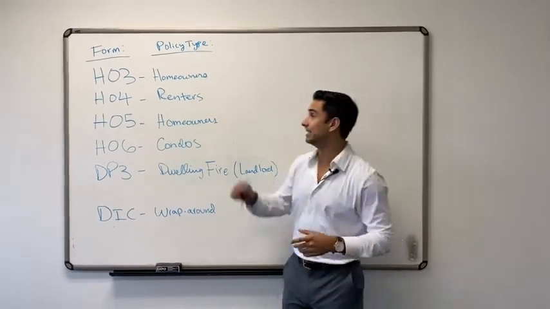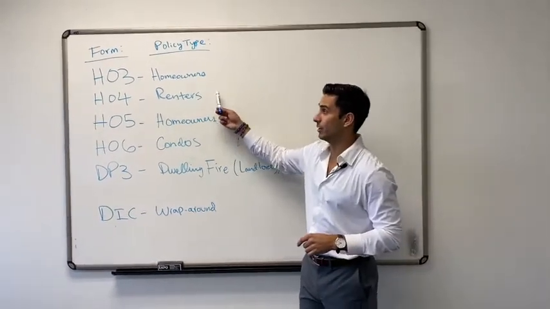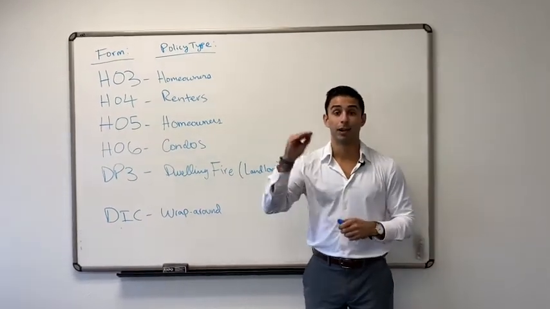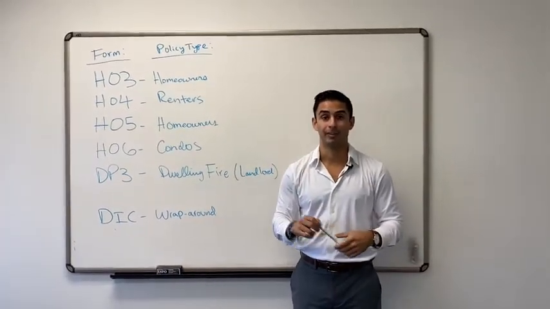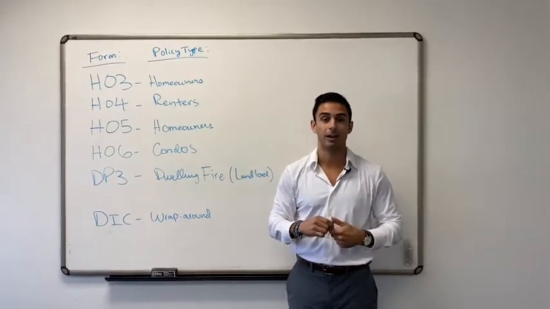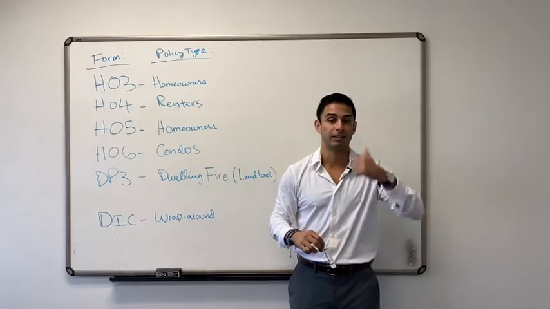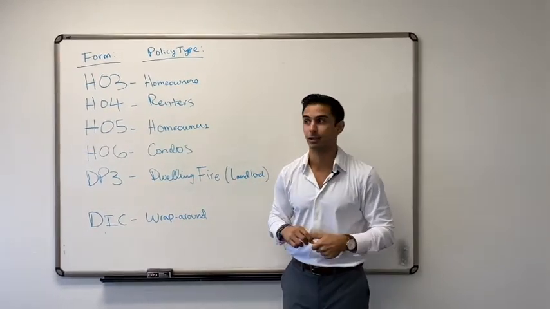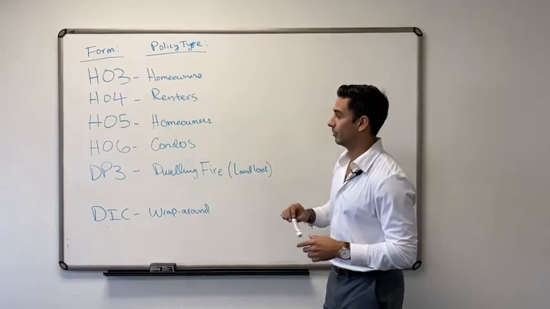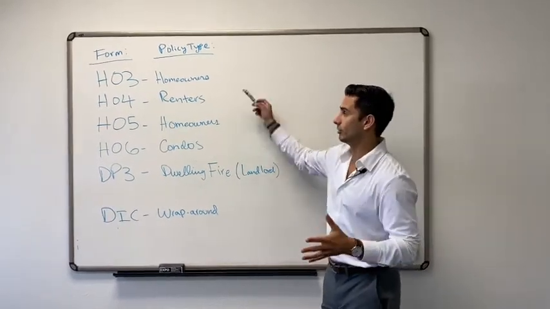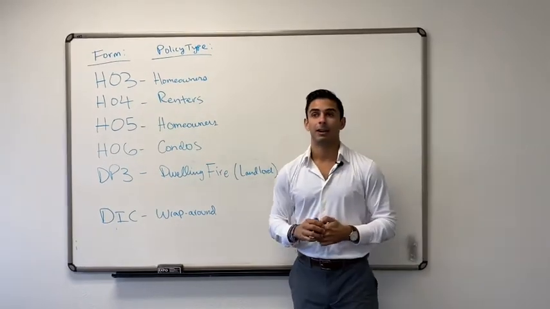I will dive deeper into the HO3, the HO4, HO5, HO6, and dwelling fire, and we'll go through the actual coverages in another video. But this is the overview of what to be aware of. So when somebody calls and says, hey, I'm renting my duplex and I have a front and a back, how should I insure, or what kind of coverage do I need? Quickly, that's a landlord policy, or that's a condo. Okay, you have a condo, homeowners, renters, etc. So that's all I got.